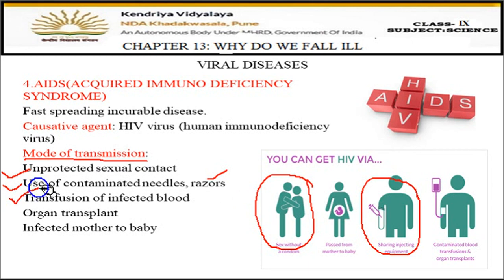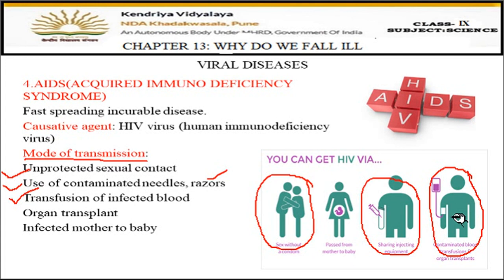Then transfusion of infected blood. You can see in the picture here, if blood carrying the virus is transfused to a healthy person, if you are in a hospital and the blood is not screened before transfusing into the body, then the virus can enter the body of a healthy person. So whenever blood has to be given to a patient, first it has to be screened well that it does not have any kind of HIV virus.